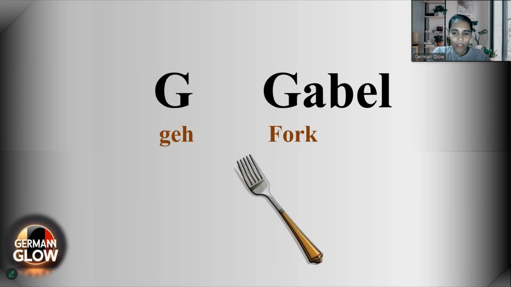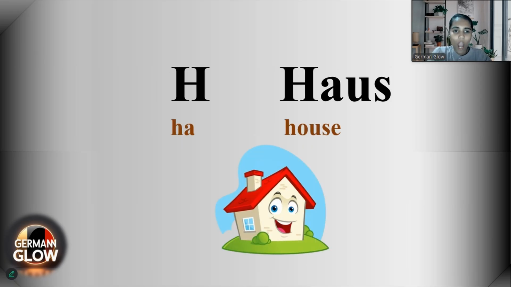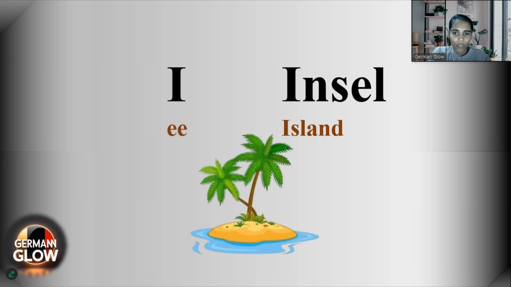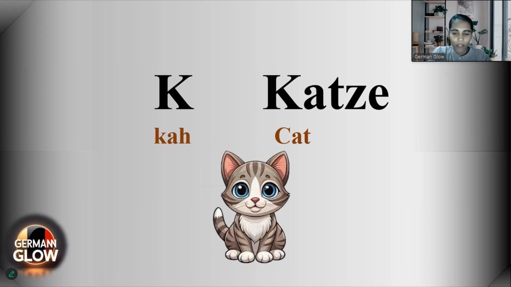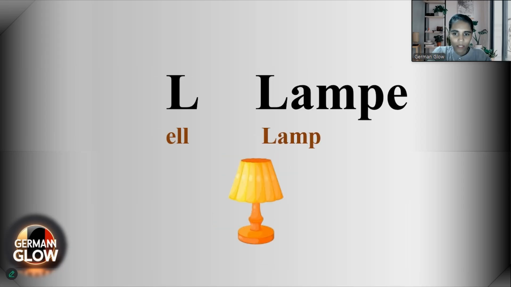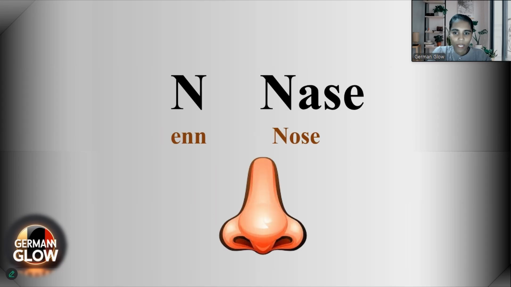G. G for gobble. H. H for house. I. I for insect. J. J for younger. K. K for Katze. L. L for lumper. M. M for man. N. N for Nase.